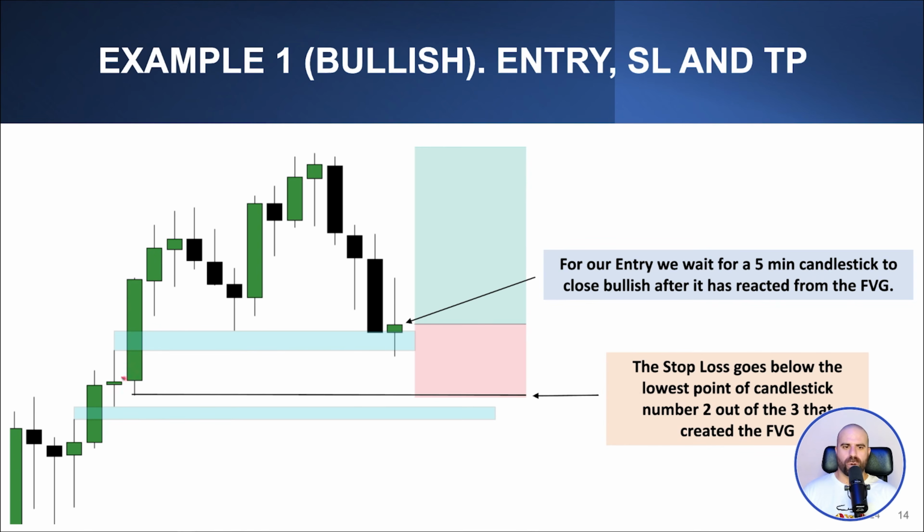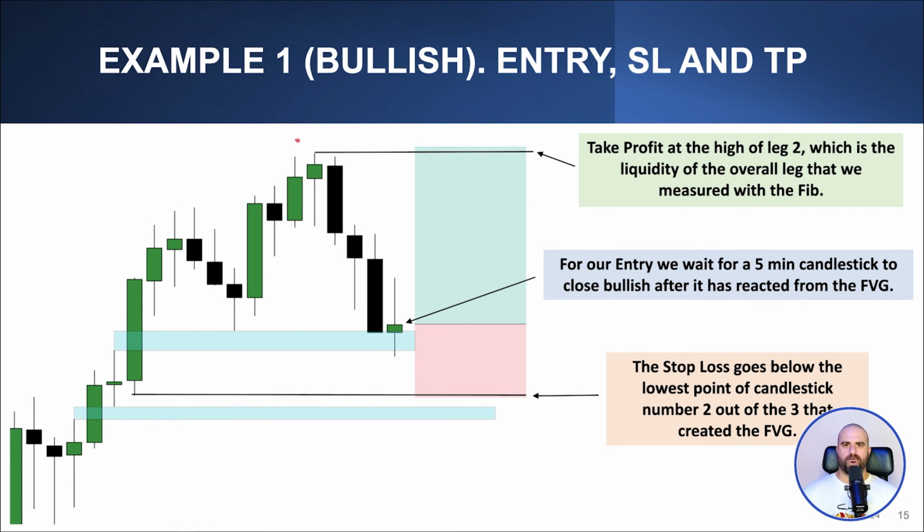So where is the stop loss going? Below candlestick number 2 out of the 3 that created the fair value gap. So candlestick number 1, candlestick number 2, and candlestick number 3, this one. Out of the 3 that created the FVG, below candlestick number 2 goes your stop loss. And the take profit, of course, on the top of leg number 2. This is your beautiful take profit, and it needs to be at least a 2-to-1 reward to risk.